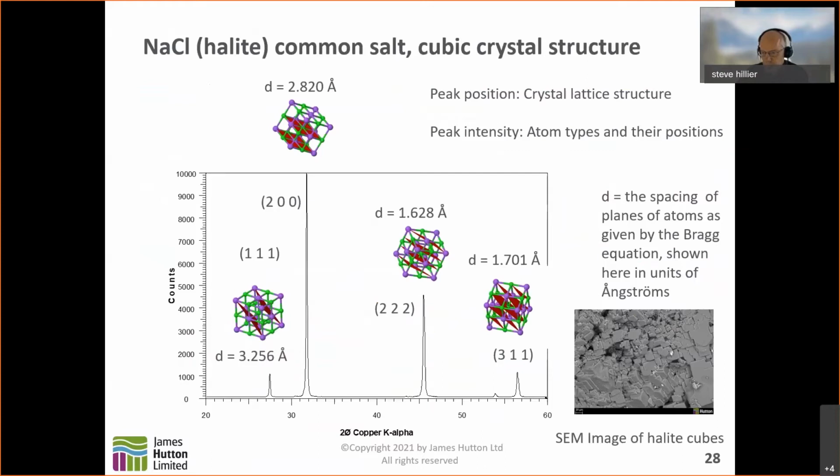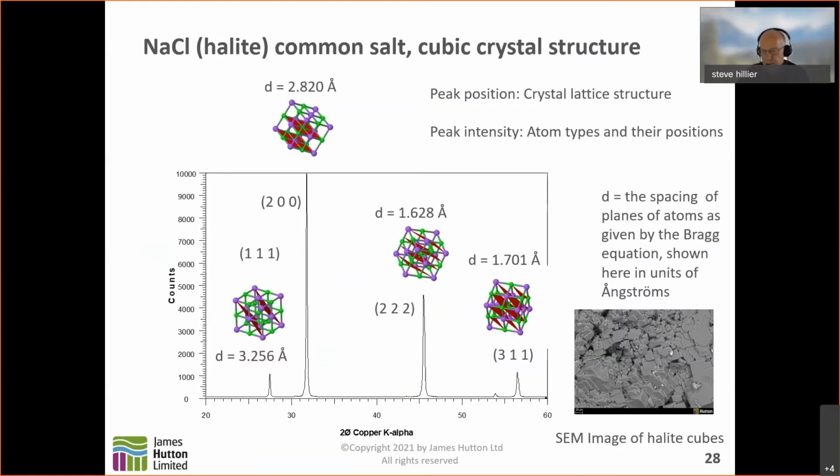So here's an example of a diffraction pattern of common salt. If we take a pure substance like sodium chloride, we can see how the peak positions in terms of 2 theta or d-spacing, which I've also laid on here, relate to the crystal structure of sodium chloride. I'm sure we've all seen these kind of cubes of sodium chloride, common salt. The crystal structure reflects that kind of cubic form.